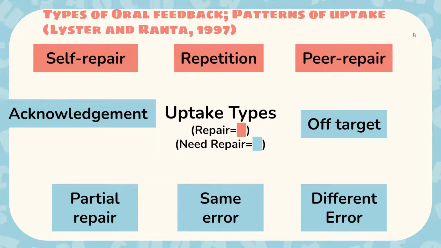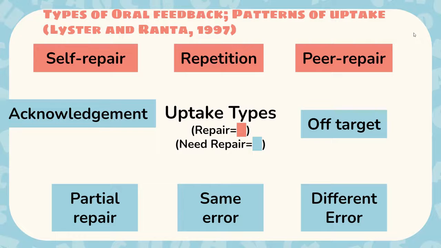And next is partial repair, and that is when the student includes the correction of only a part of the initial error. So for example, the student says "a dog," the teacher asks "a dog?" and the student replies "a dog walking." So it's partially correct. And finally, we have acknowledgement. Acknowledgement is when the student recognizes the teacher's feedback, generally by saying yes or yeah. Alright, so those are examples of uptake types as well as corrective feedback.